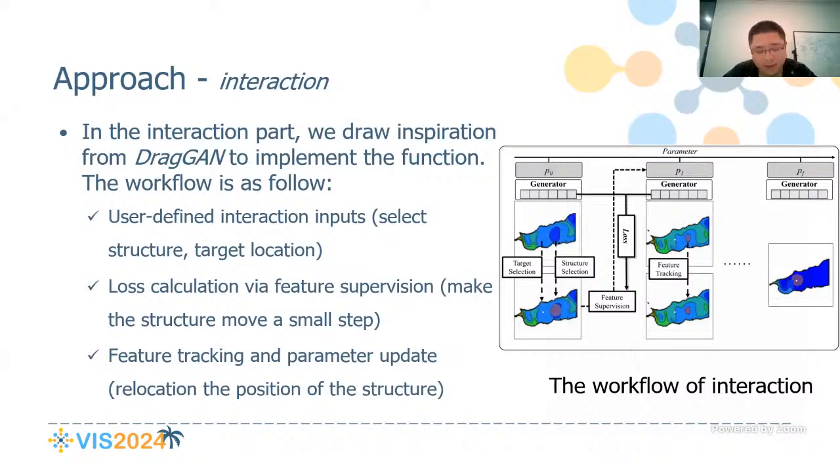In the interaction part, we reference DragGAN to implement our function. The process involves three main steps. The first is that the user needs to select a target structure and a target location. Next, we move the structure a small step in that direction and update the global image. Finally, we record the structure in the new image and get the corresponding parameters. After several steps, we can shift the selected structure to the target location and get the corresponding input parameters. This is the pipeline of the interaction.